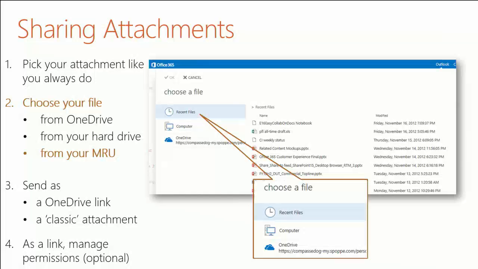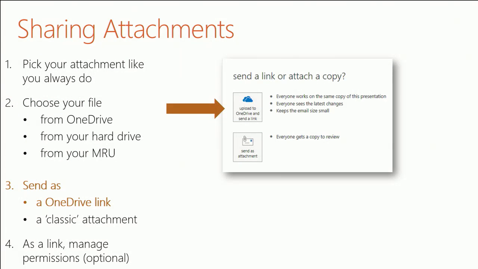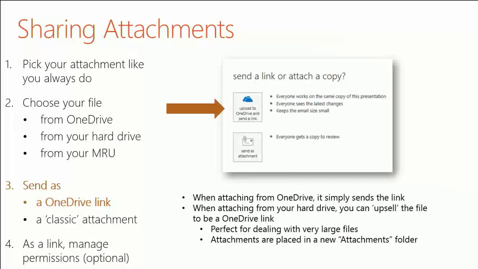But then there's another key option here. Once you pick your file, you're able to do two things with it. One, you can send it as a link. So what that means is that if I pick a file off of OneDrive, you can still send it as a link. Or if I pick it off of my hard drive, I can now upsell that document and send it as a link. When I upsell that document, we will automatically take that file and put it into your OneDrive directory for you. We create a new attachments folder in there, and your attachments get put up there, and we will send it as a link.